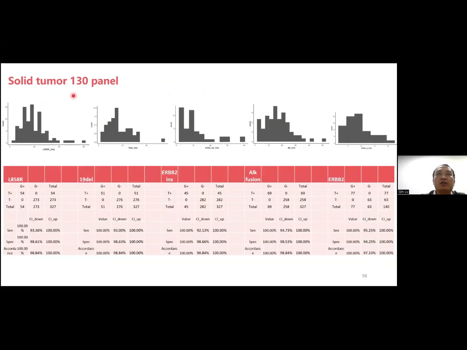And we have validated our panel against some NMPA or Chinese FDA approved kits. As we can see, we validated L858R and 19-del, the ERBB2 insertion, the ROS1 fusion, and the ERBB2 amplification. This was validated in lung cancer, and this was validated in breast cancer. As we can see, our panel had a concordance rate of 100% compared to the Chinese FDA approved kits.